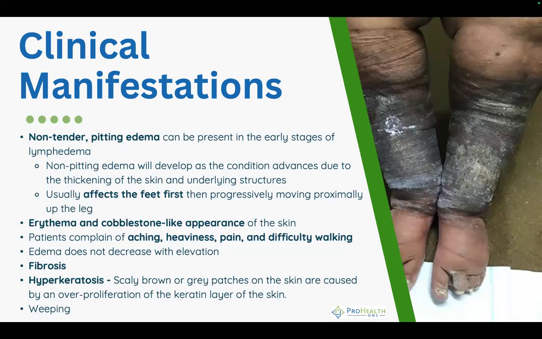And then again, you see that fibrosis in the skin in the later stages, and then you see that hyperkeratosis, which is just gray patches in the skin and that scaly appearance of the skin that's caused by excess deposition of keratin in the skin. And then a common thing that you also see with people is weeping. It doesn't seem to always come from an open sore, but they get very, very small openings in the leg that just slowly seep out and weep. So that's very, very common in lymphedema.